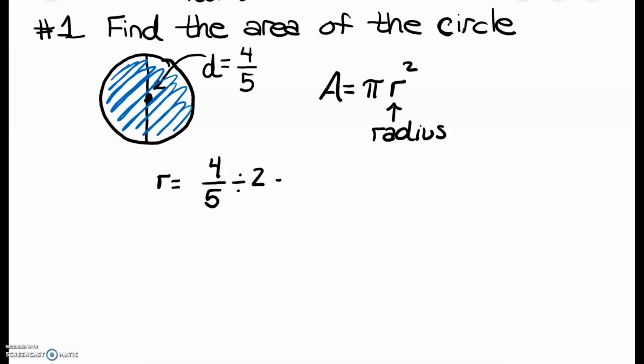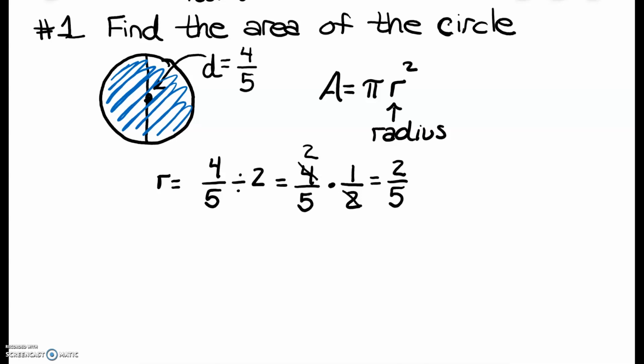How do I divide a fraction by 2? Well, dividing by a number is like multiplying by the reciprocal. So I'll take the reciprocal of 2 and change that division to a multiplication. And I want you to notice this 2 and this 4 reduce nicely. So half of 4/5 is 2/5. So my radius is 2/5.